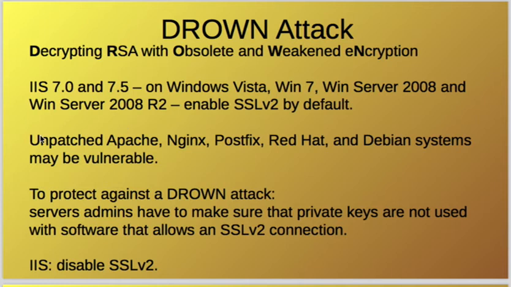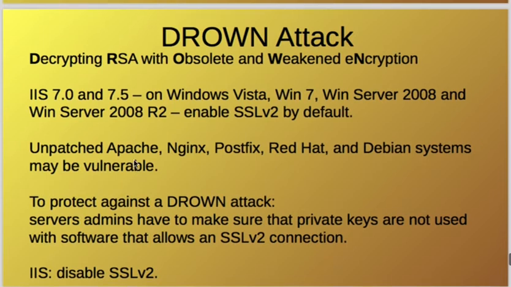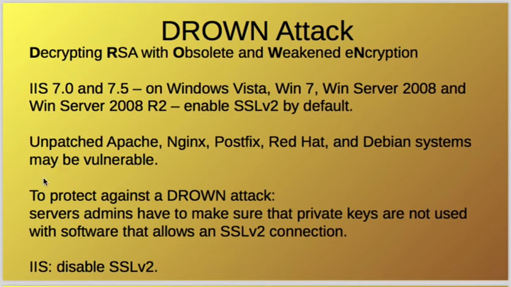Also at the time, unpatched Apache, Nginx, Postfix, Red Hat, and Debian systems may also have been vulnerable. These tend to get patched a lot more frequently. It's not that hard to patch these systems, you just have to have people getting around to doing these things. And once you patch them, these DROWN attacks were no longer possible.